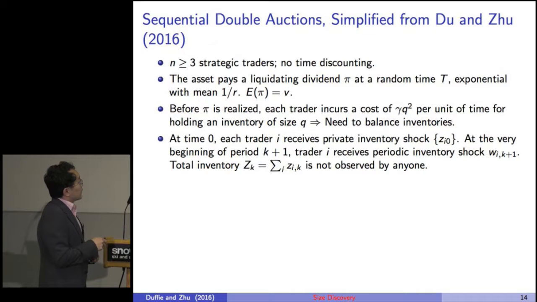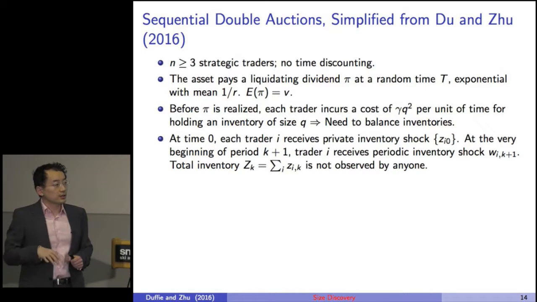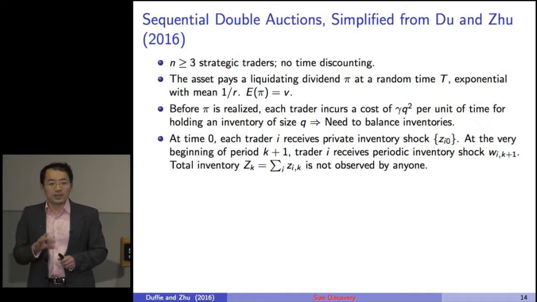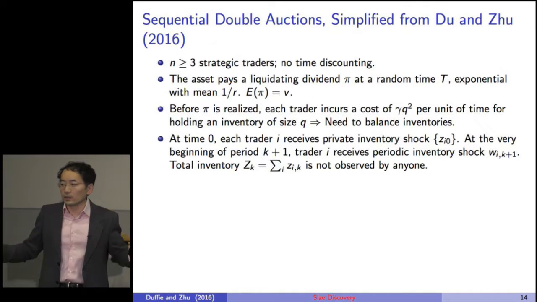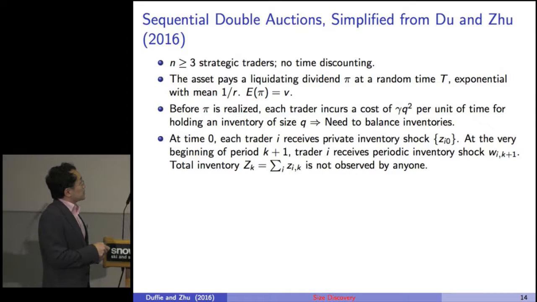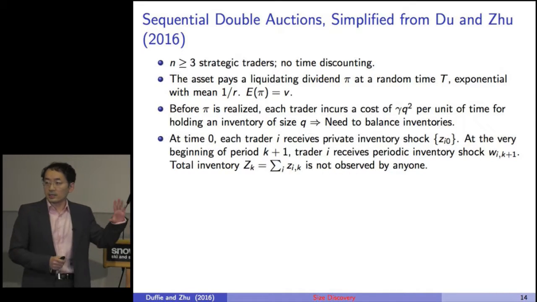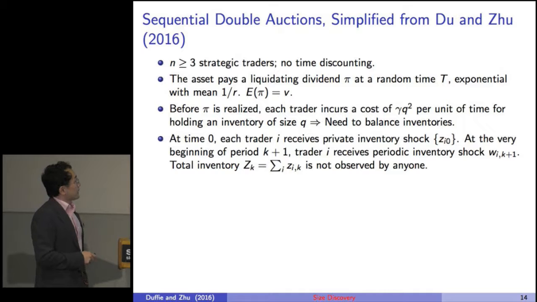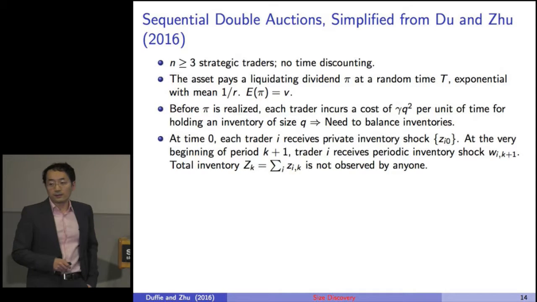Now, before pi, this value is realized, each one of us is going to incur a quadratic holding cost. This is meant to capture the fact that we don't like holding inventory ahead of this big important announcement, okay? It's quadratic because the first order condition would be linear. That keeps it tractable.